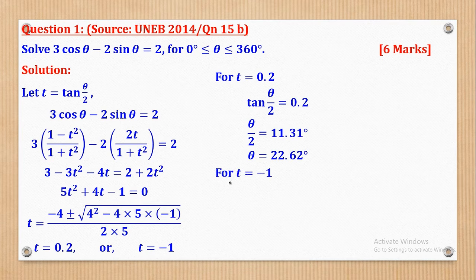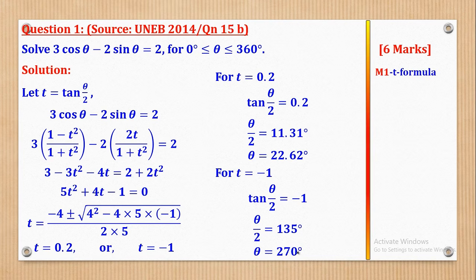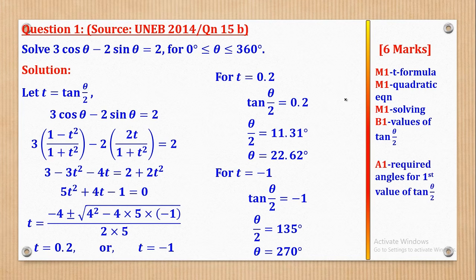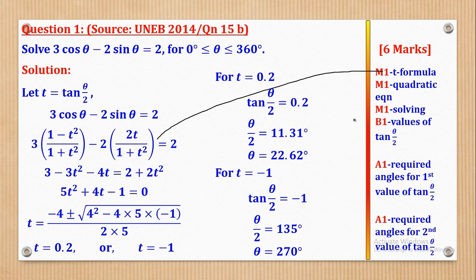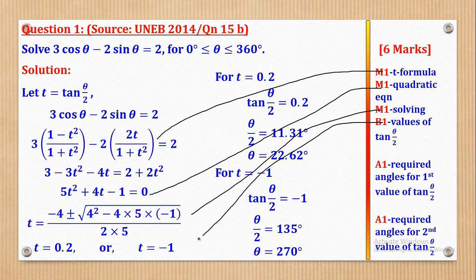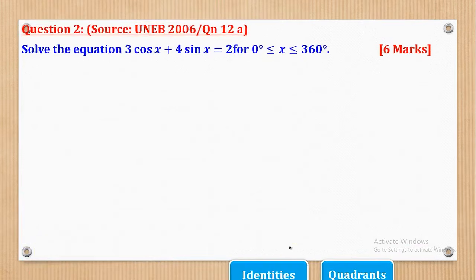Also for t equal to -1, it implies that tan theta over 2 is equal to -1, therefore theta over 2 is 135 degrees, implying that theta is 270 degrees. So basically that's what they wanted. Now let's see how much can be awarded. M1 for the t formula, M1 for quadratic equation, M1 for solving it, B1 for these values of tan theta over 2, A1 for the first angle, and A1 for this angle. So that was question 1.